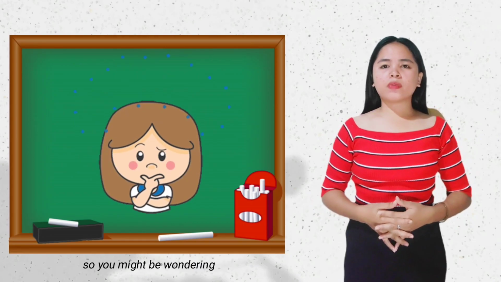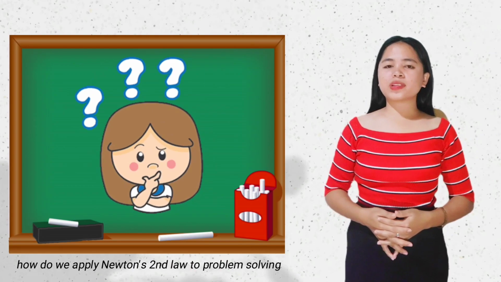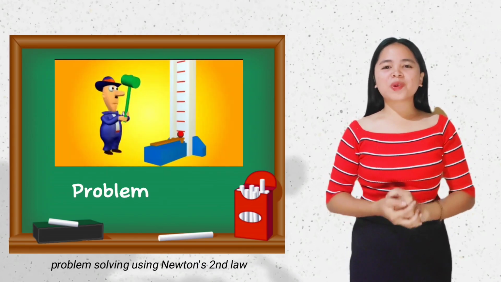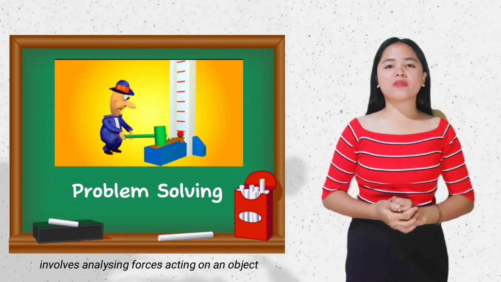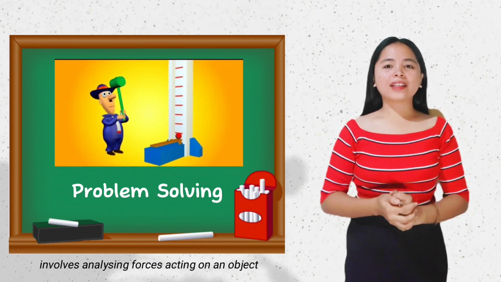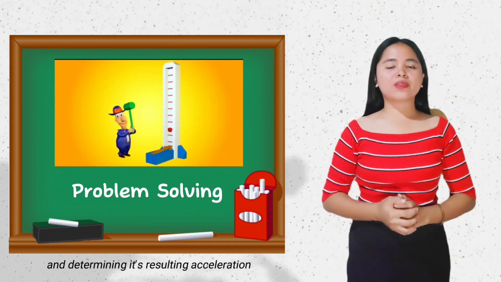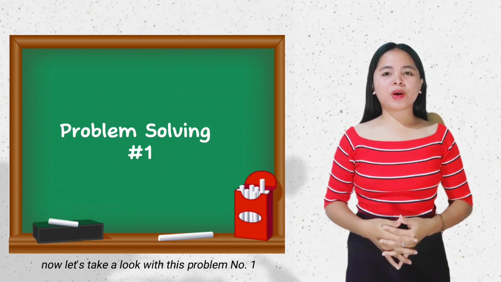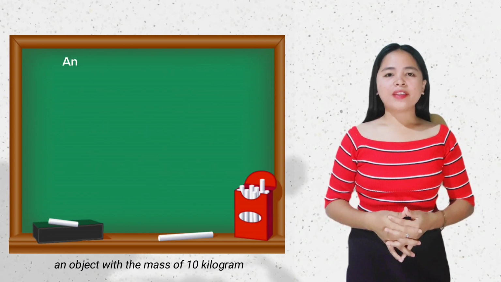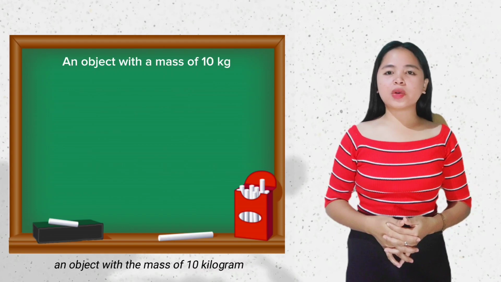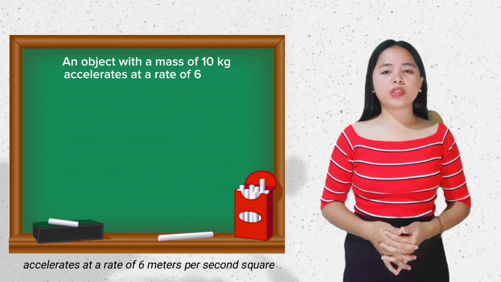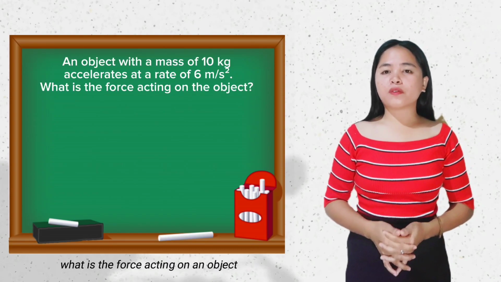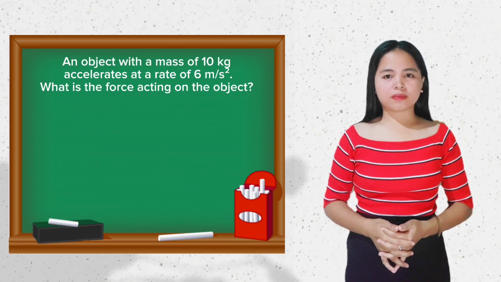So, you might be wondering, how do we apply Newton's second law to problem solving? Great question! Problem solving using Newton's second law involves analyzing forces acting on an object and determining its resulting acceleration. Now let's take a look with problem number 1. An object with a mass of 10 kg accelerates at a rate of 6 meters per second squared. What is the force acting on the object?